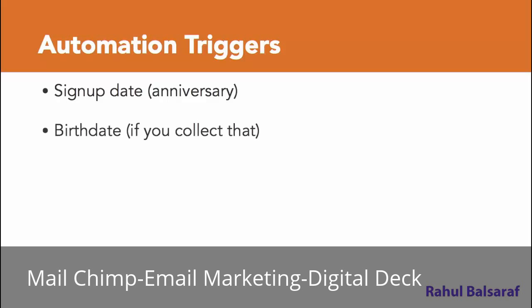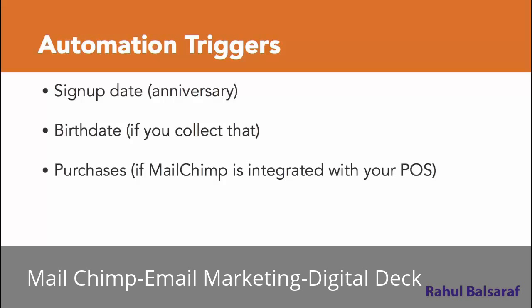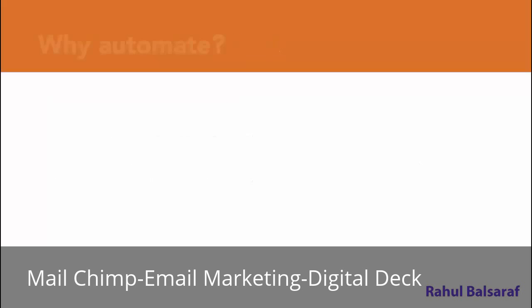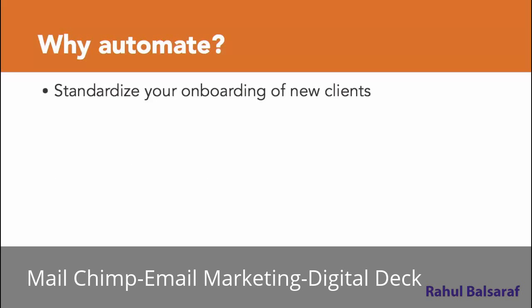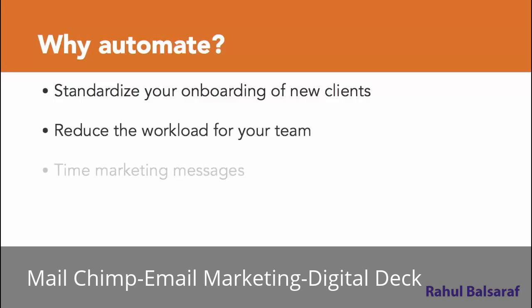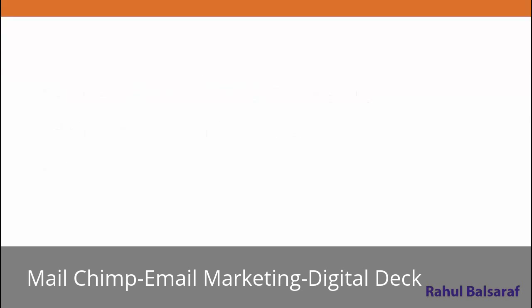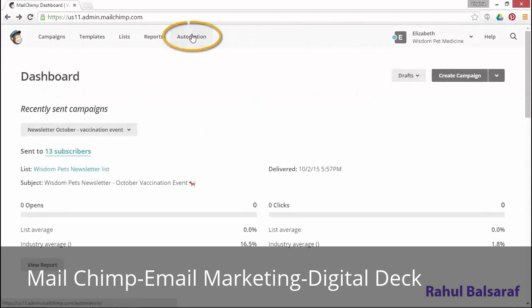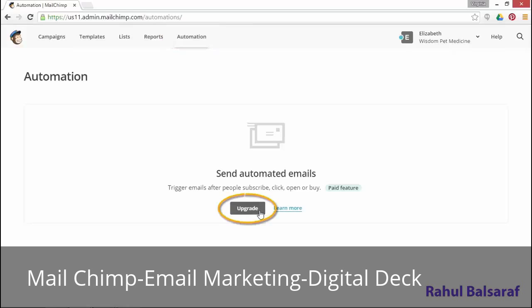All kinds of events can trigger an autoresponder to send an email to a subscriber. An autoresponder can be triggered based on events or list data, depending on what you gather, and whether MailChimp is integrated with your website or point-of-sale system. Some of the best reasons to automate your messages are standard onboarding of new clients, reducing your team workload, or even delivering well-timed marketing messages. To upgrade, you'll click Automation and select the Upgrade button.